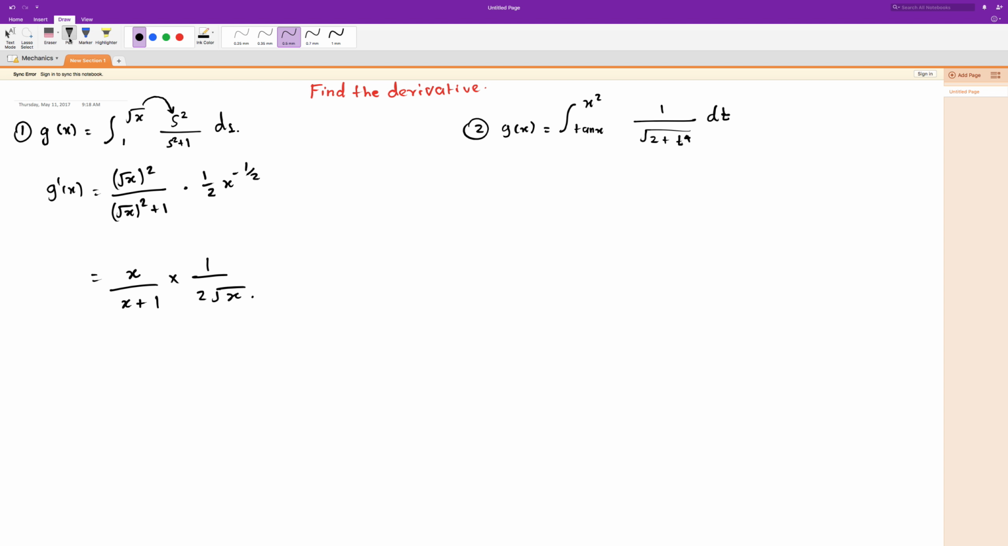So instead of writing x, I can put a dot to avoid confusion. So dot 1 over 2 root x. So that's the final answer for this question. So let's do this one right here.